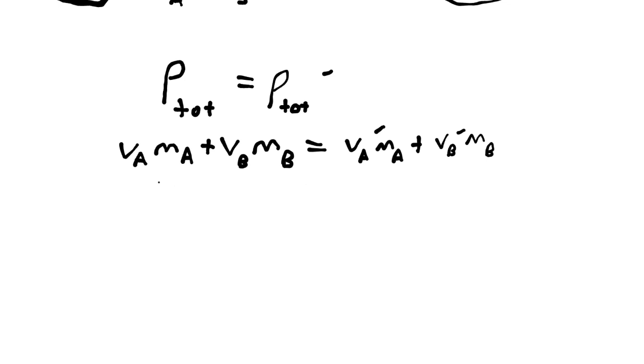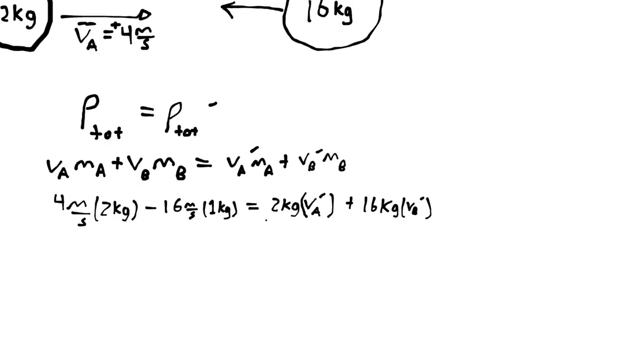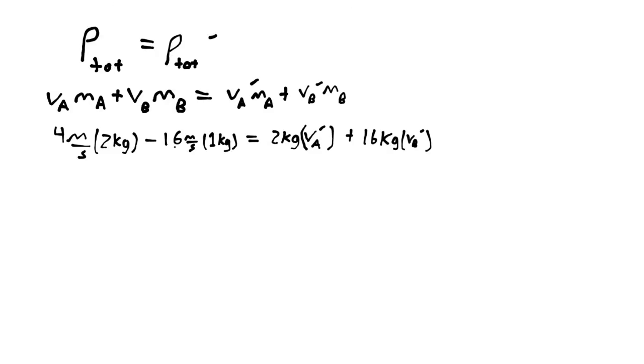So momentum of A at the start plus momentum of B at the start equals momentum of A at the end plus momentum of B at the end. And then let's fill in all our numbers here. So I'll skip ahead to fill in our numbers. All right, so I've filled in all our variables that we know.